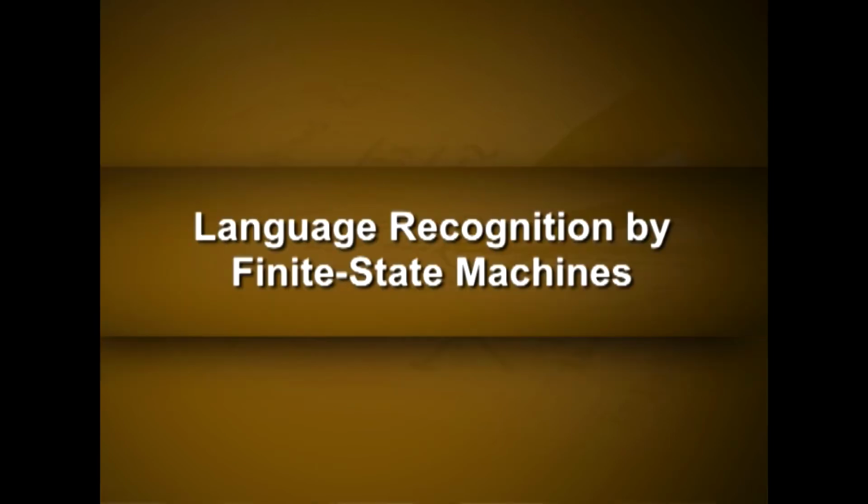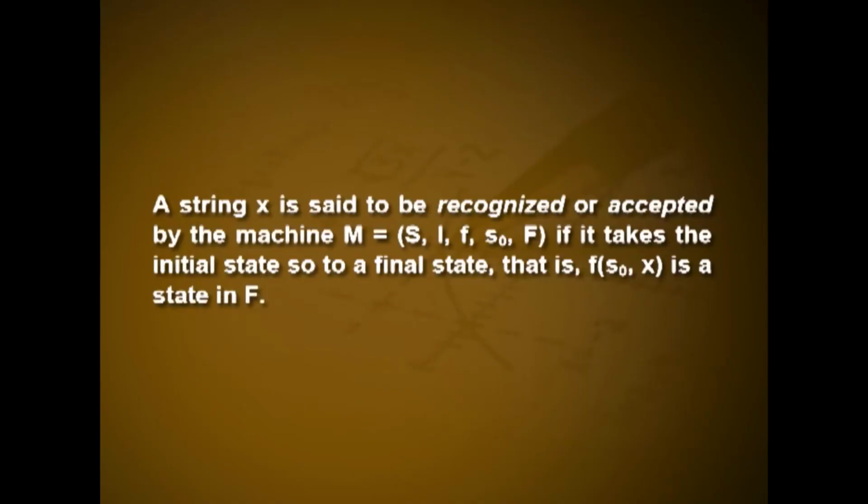Language recognition by finite state machines. Definition: a string x is said to be recognized or accepted by the machine M equals (S, I, f, S0, F) if it takes the initial state S0 to a final state, that is, f of (S0, x) is a state in F. The language recognized or accepted by the machine M, denoted by L(M), is the set of all strings that are recognized by M. Two finite state automata are called equivalent if they recognize the same language.